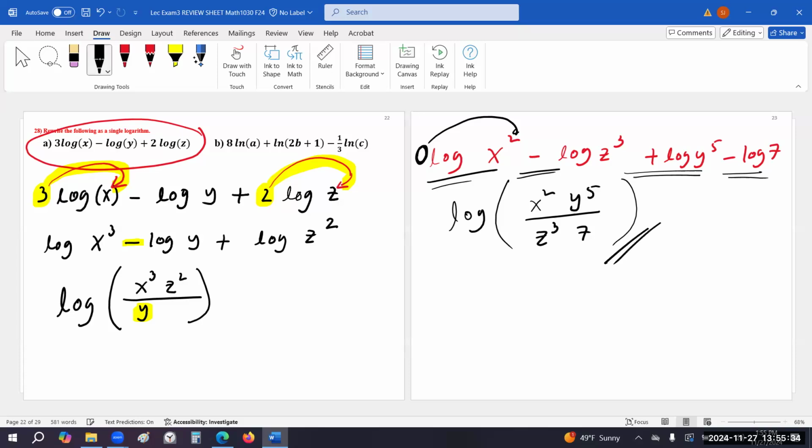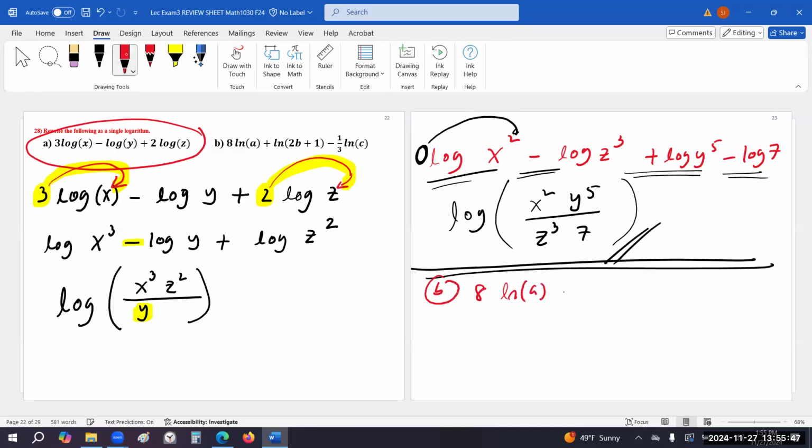Okay? Fun, fun. Let's do B too. For B, we have 8 ln of A plus ln of 2B plus 1 minus 1/3 of ln of C. Step 1, take the coefficients. The coefficient becomes a power.